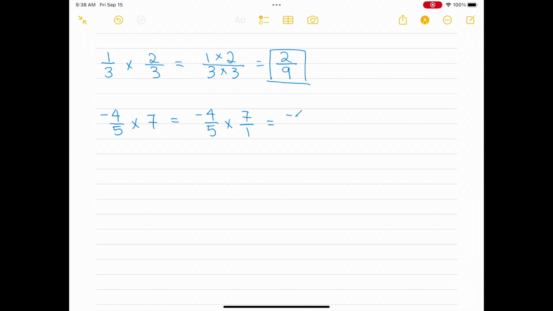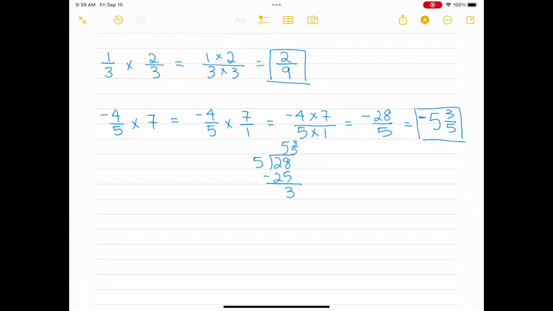This answer will be a negative number because a negative number times a positive number equals a negative number. And then we multiply the numerators, 4 times 7 to get 28, and 5 times 1 in the denominator to get 5. So we end up with negative 28/5, which is the same as 28 divided by 5. And so we do the calculation there to get 5 and 3/5. So negative 4/5 times 7 equals negative 5 and 3/5, and box our answer.